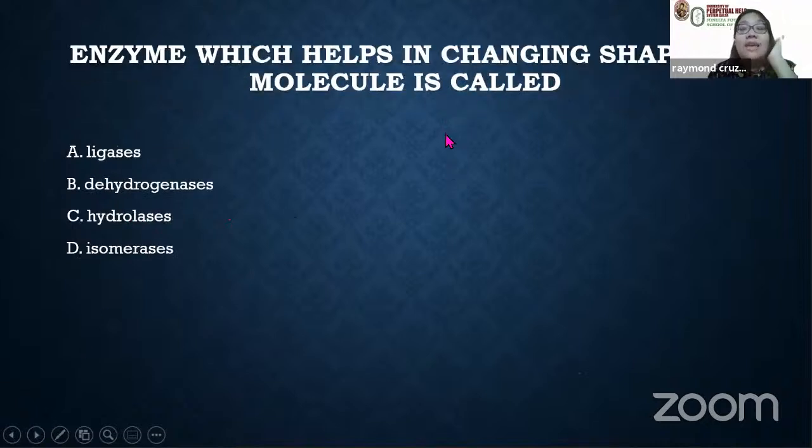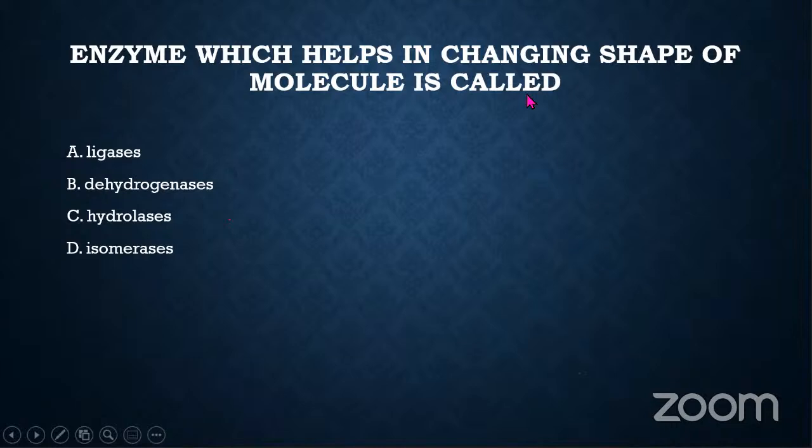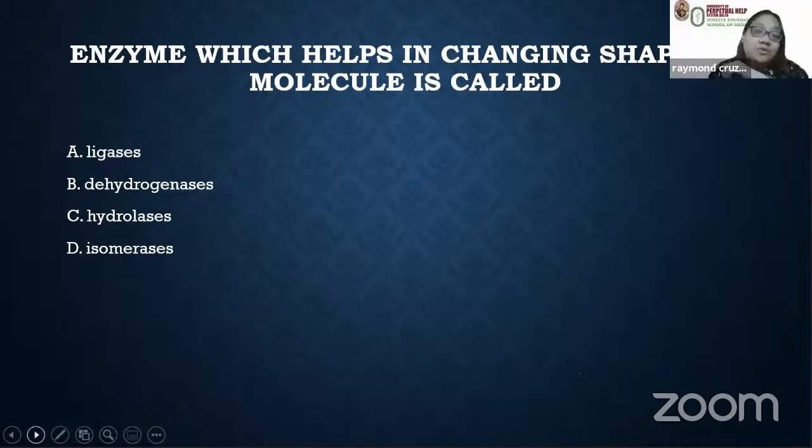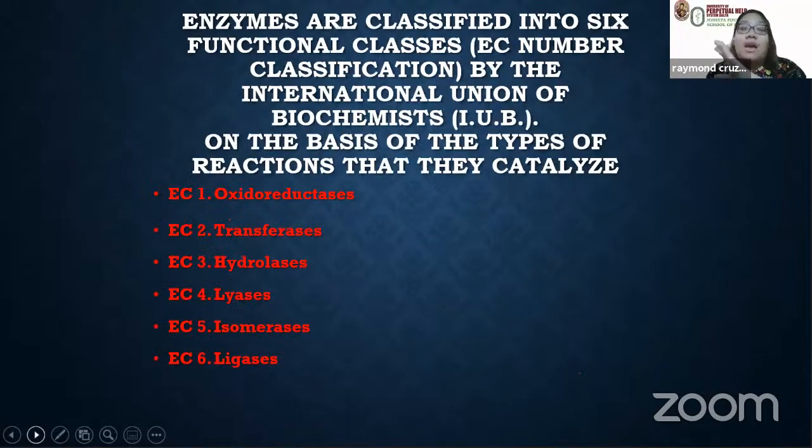Another enzyme function question. The enzyme which helps in changing the shape of molecules is called isomerase. For you to be able to answer this question, you have to know how enzymes are classified. Some would do the number, but for your benefit, I think it's beneficial that you know the names, because more or less you would know the function just by knowing the names. So the functions of different enzymes would be your oxidoreductase, transferase, hydrolase, lyase, isomerase, and ligase.